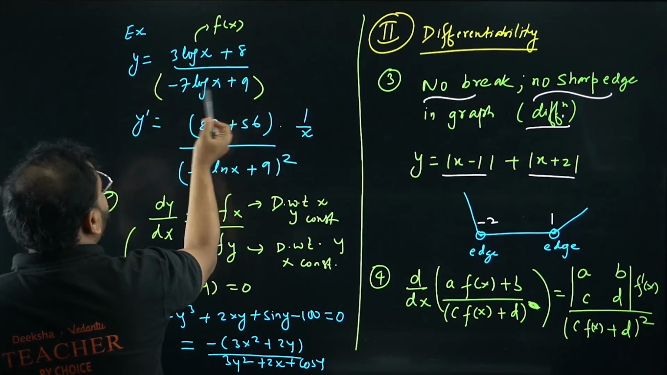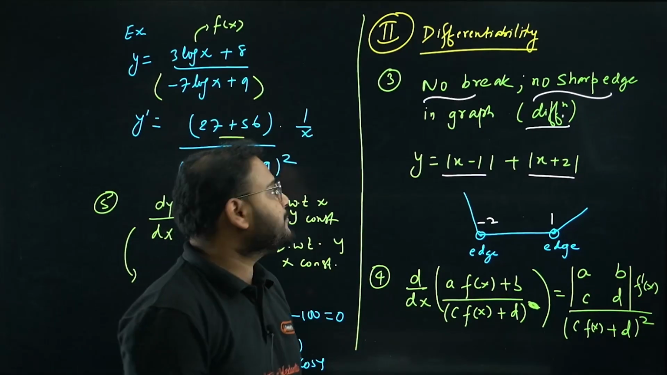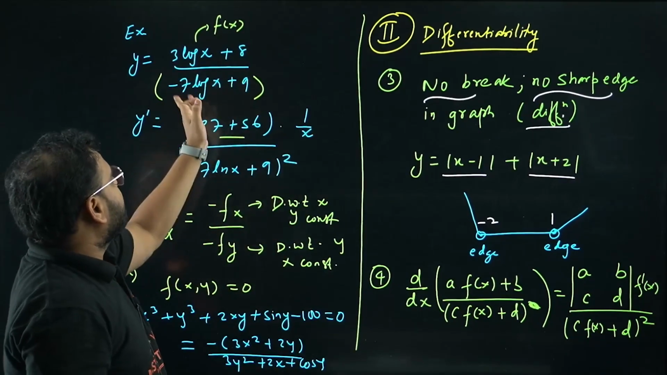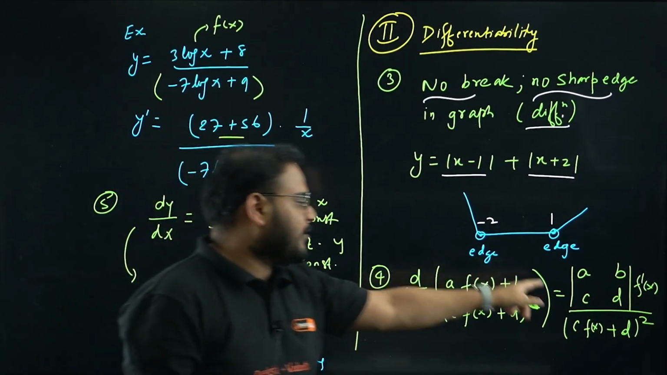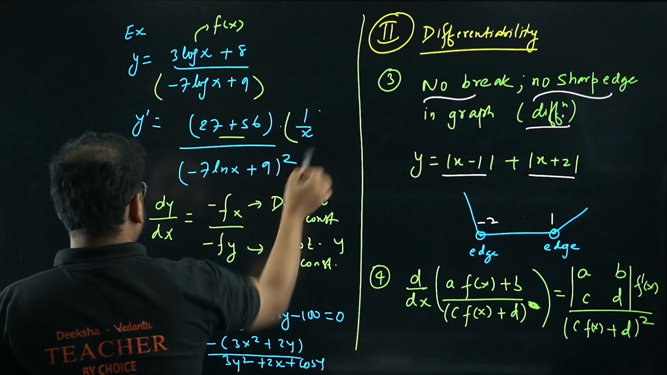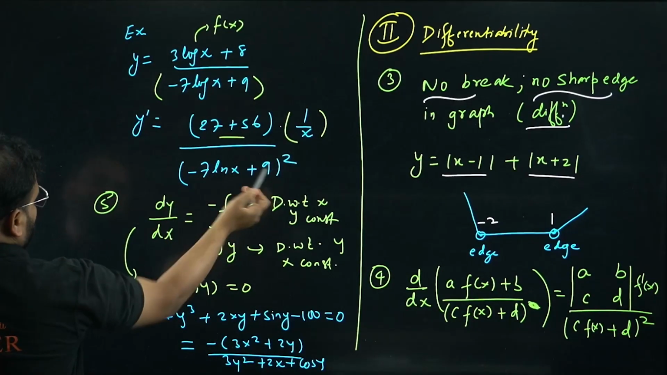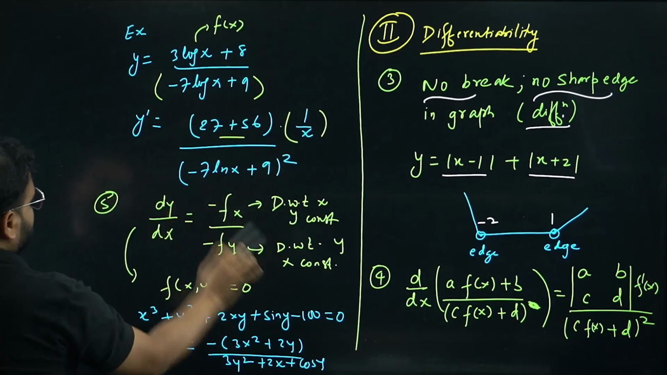3 into 9 is 27, minus 8 into 7 will become minus 56, so plus because of the subtraction. Now, 9 into 3 is 27, minus 56. Again there is a subtraction in the determinant, so you will make this plus 56. Derivative of log will be 1 by x, and this will be the same thing, the whole square. This is the example for this, please check.